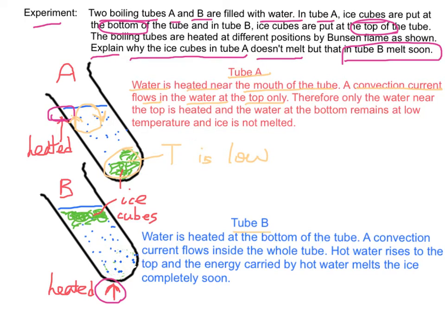In tube B, the water is heated at the bottom of the tube. In this case, the convection current flows inside the whole tube, from the bottom rising to the top and then back to the bottom. The hot water rises and the cold water sinks, and eventually energy is brought by the hot water particles to the top. Therefore, the hot water rises to the top, and the energy carried by the hot water helps to melt the ice completely.